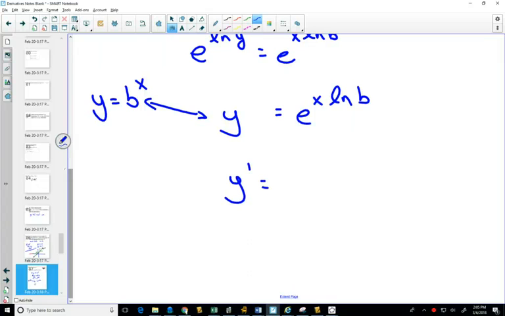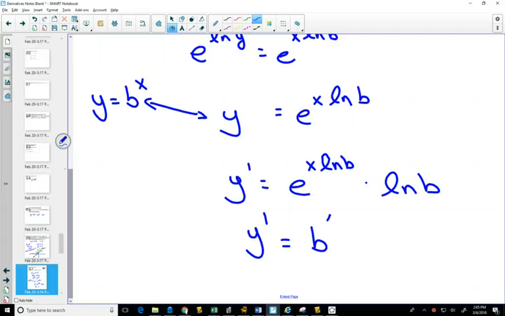what's my outside function if we come in for a nice little math hug here? It's a chain rule. My outside function is e to the x. So what's the derivative of e to the x? The same thing. Nothing changes. But it's a chain rule. What's the derivative of the inside? Natural log of b. And this means this whole thing was originally equal to b to the x. So that proves where that formula comes from.